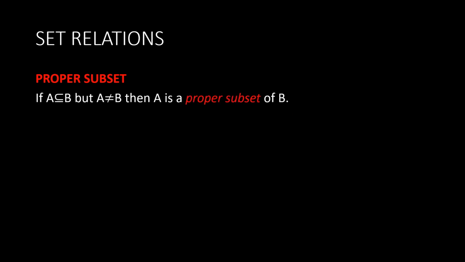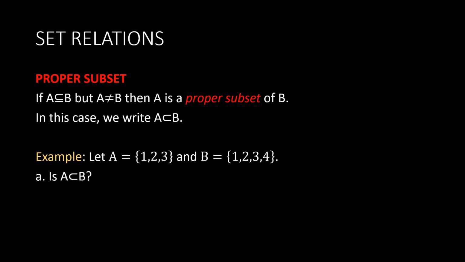Proper subset. If A is a subset of B, but A and B are not equal, then A is a proper subset of B. In this case, we write in this manner. This is the example. Is A a proper subset of B? The answer is yes. In the first place, A is a subset of B, and A and B are not equal. Is A a proper subset of itself? The answer is no, since A is of course equal to itself.